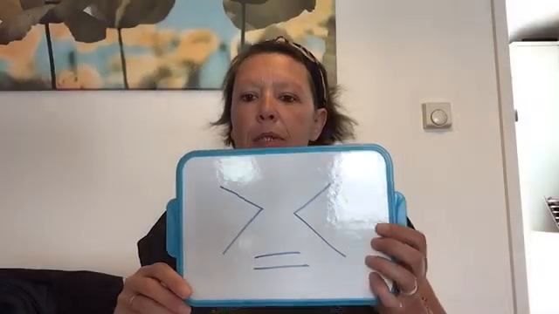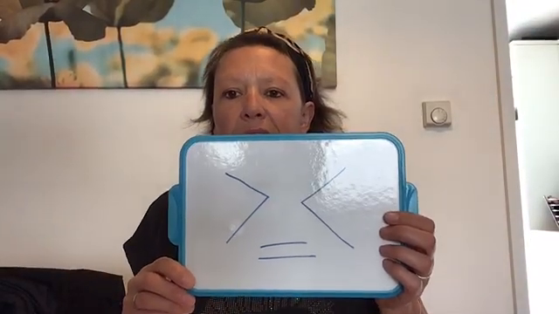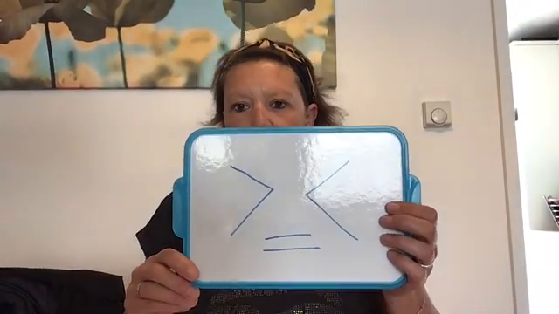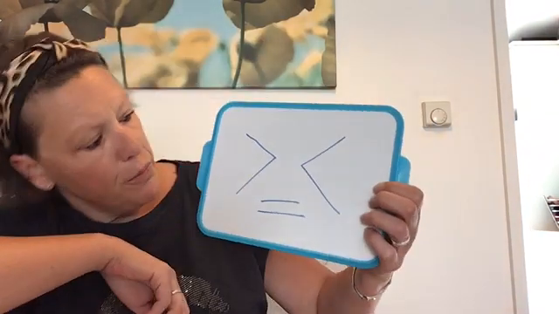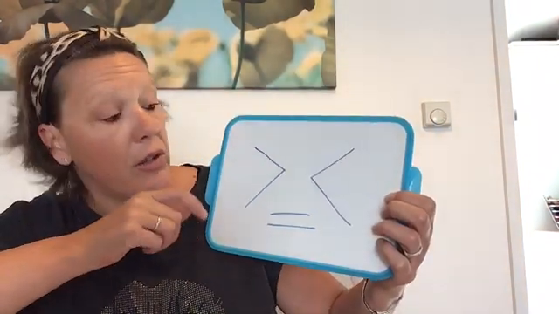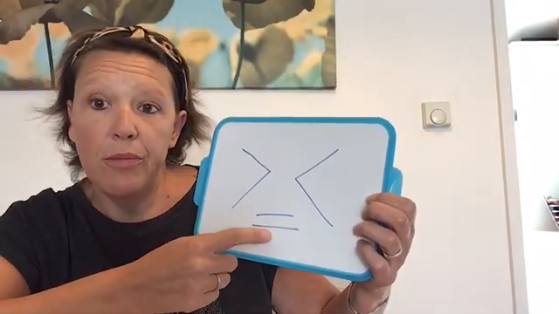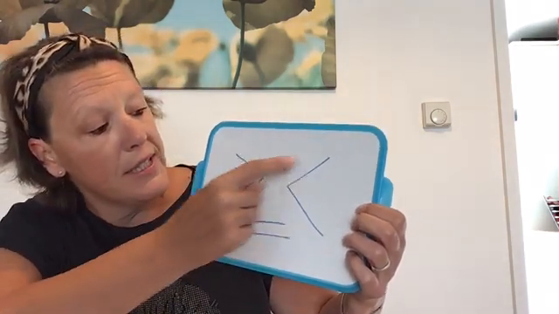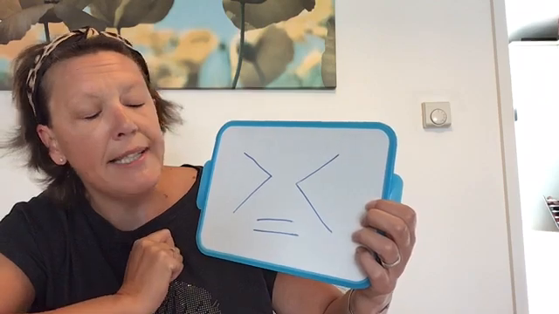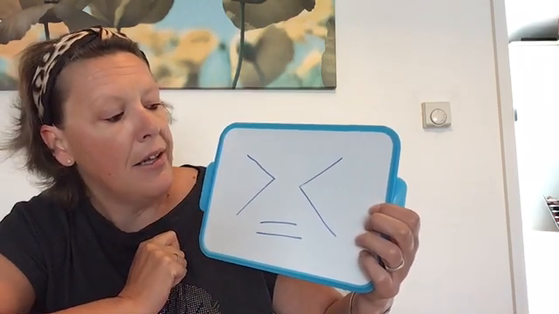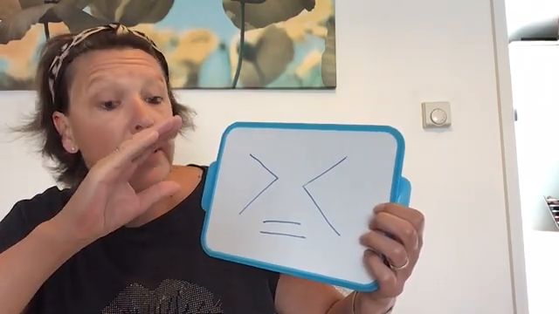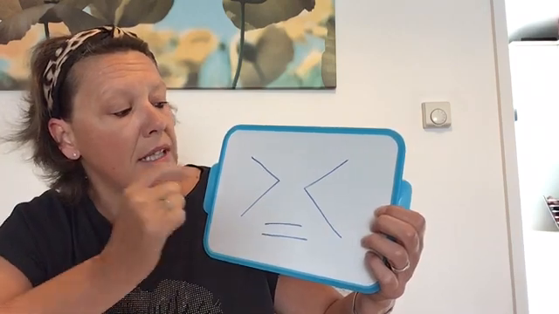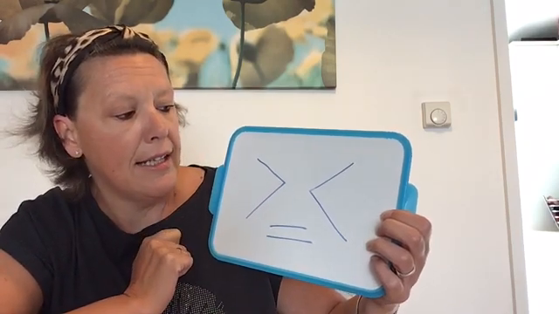Right, next one. Can you remember what these signs are for? Now, if I look at them properly, I can have a look at them. This one at the bottom means equals. And these ones here mean greater than and less than. And remember, the crocodile eats the biggest number. So these are your greater than, less than symbols.